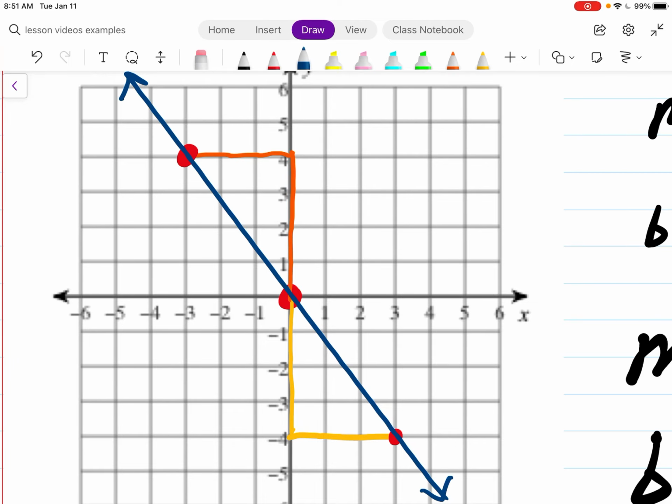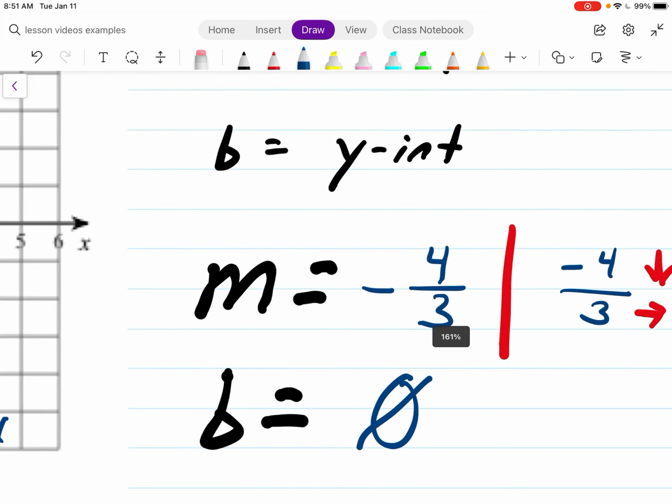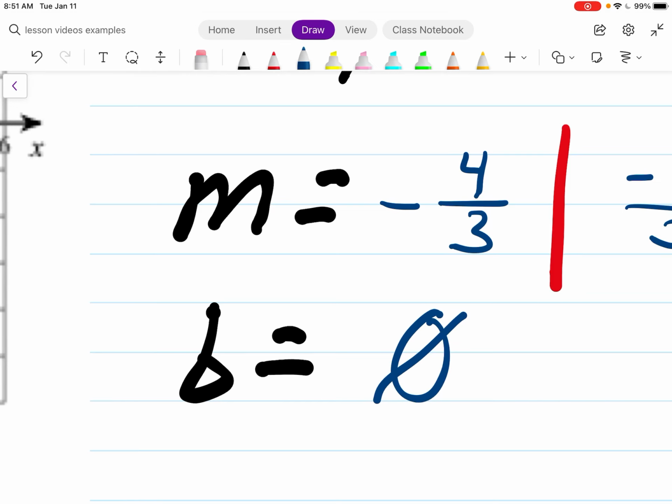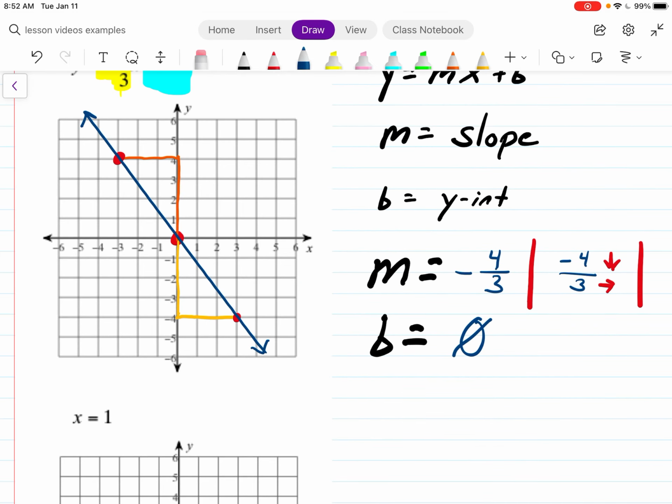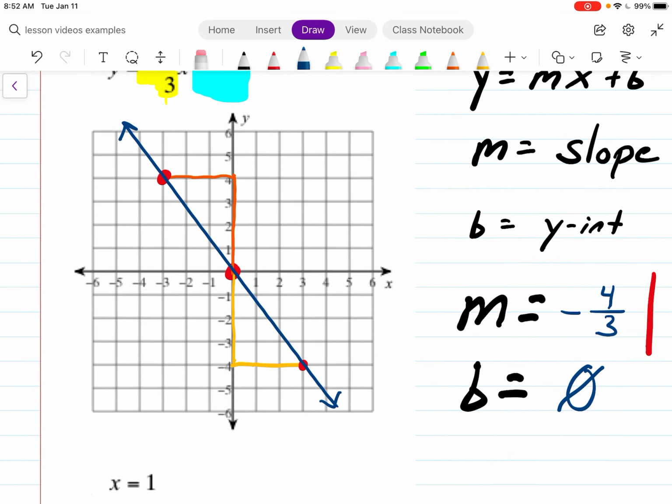So that's just showing you it does not matter where you put that negative in the negative 4 over 3. As long as you see that your slope goes down as you travel from left to right, you'll know that you have a negative slope. Positive slopes will go up as you travel from left to right.